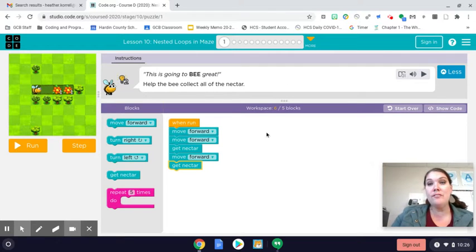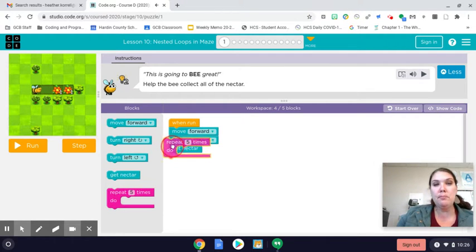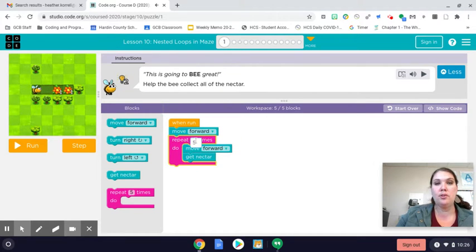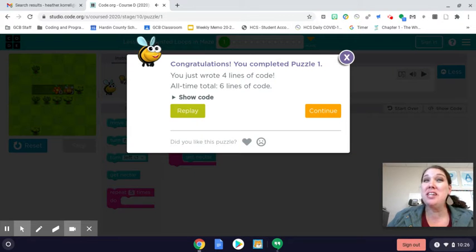However, you can see that I've used too many blocks, correct? What in my code is repeated? Move forward, get nectar, move forward, get nectar. That tells me I can delete this part and use a repeat block and change that number to 2. Now I've used the correct number of blocks, and my bee will go and collect all the nectar. So sometimes, yes, you are going to put multiple blocks inside of your loop block, especially on this one where at each flower you have to collect nectar, okay?